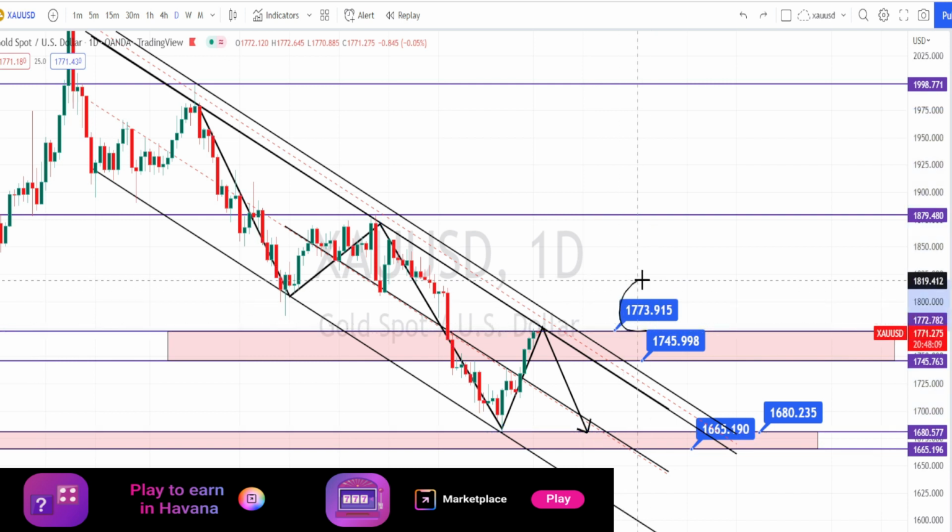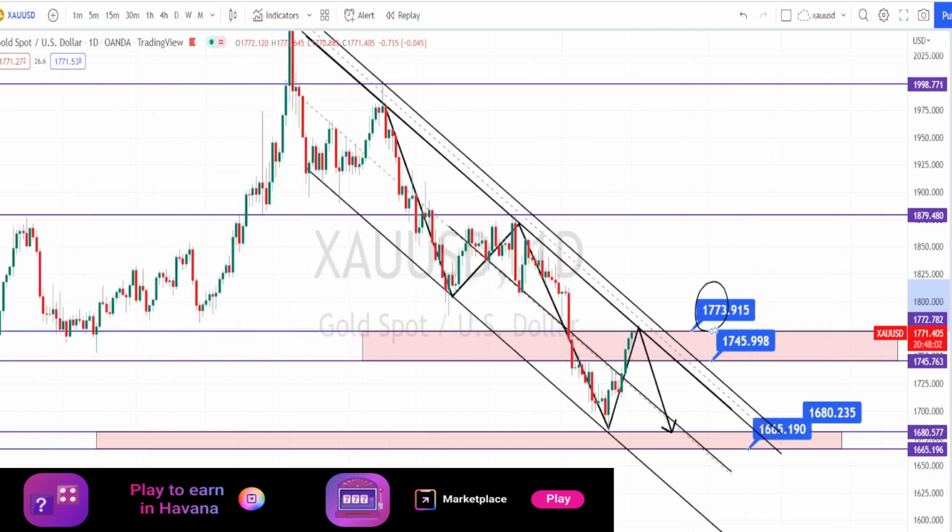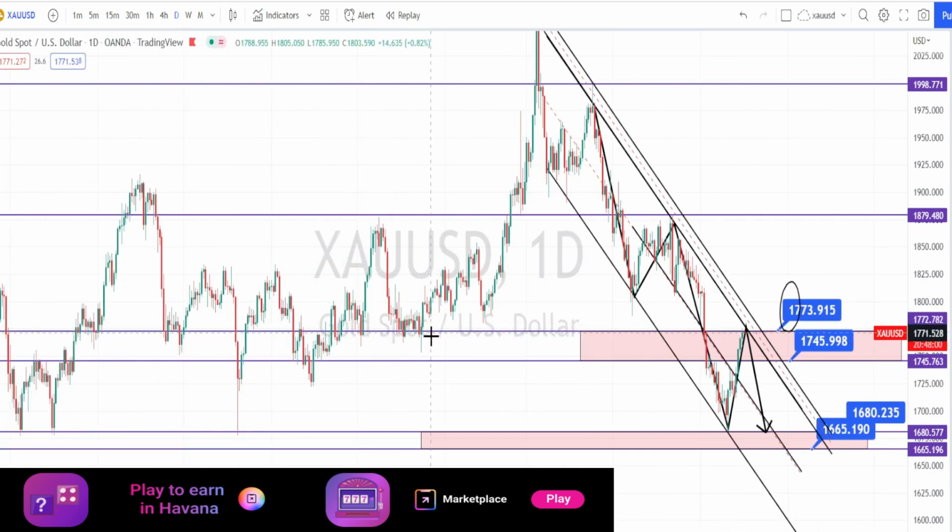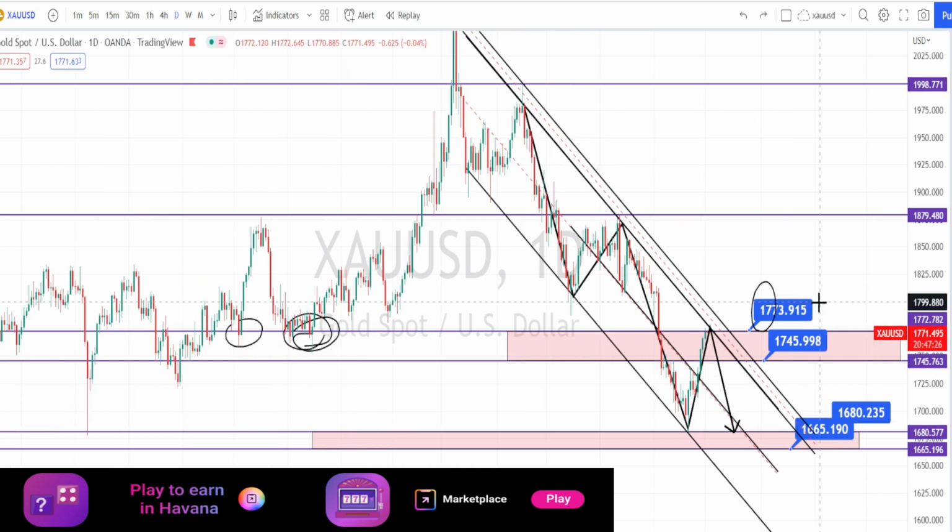We also have a very strong resistance level over here, which is around 1773. When we look at the past price action, we have noticed the price action to take support from this support level of 1773. So this support level will be acting as a resistance level when the price action tries to bounce back on the bullish trend reversal.